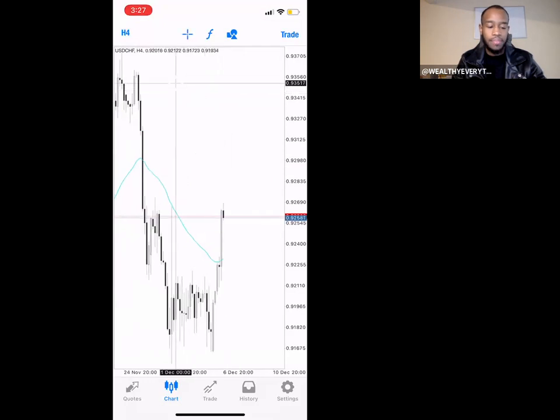I think that USD CHF is going to get back to this high at 0.9357, right? And I can use this crosshair to look at different dates and look at different prices, right? Let's drop a yes if you guys are following along.